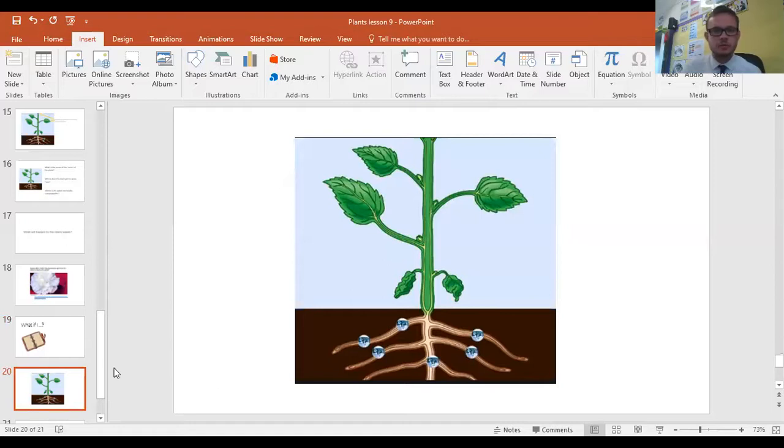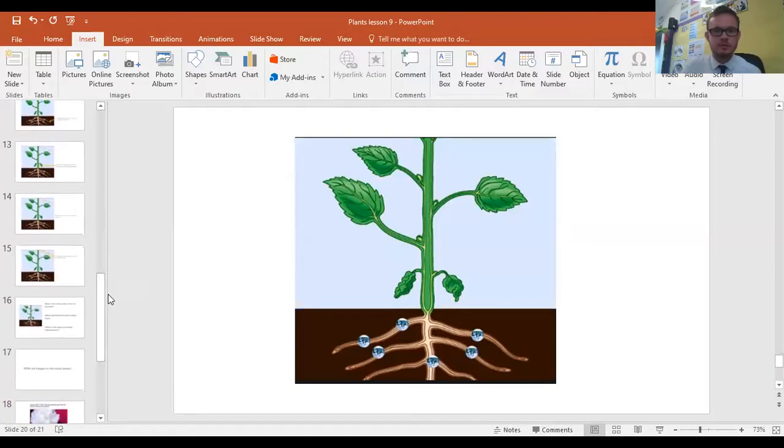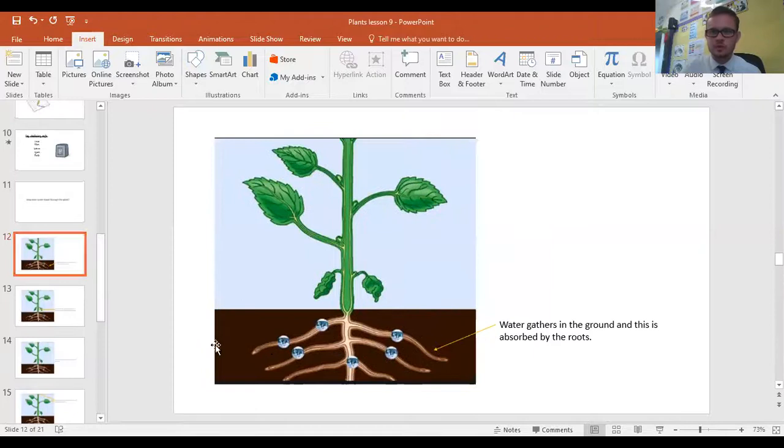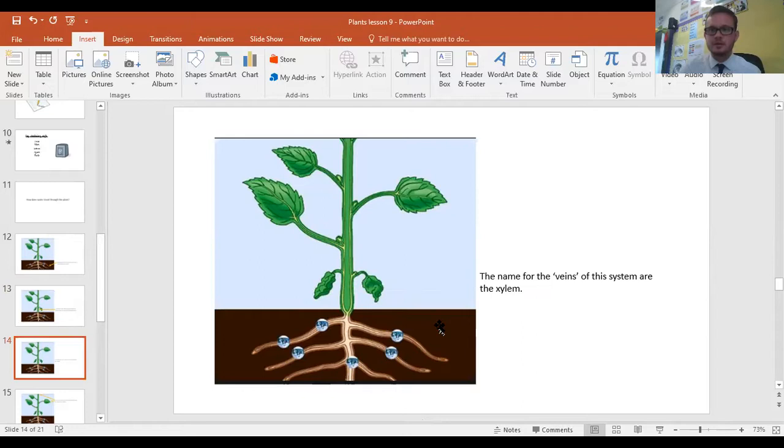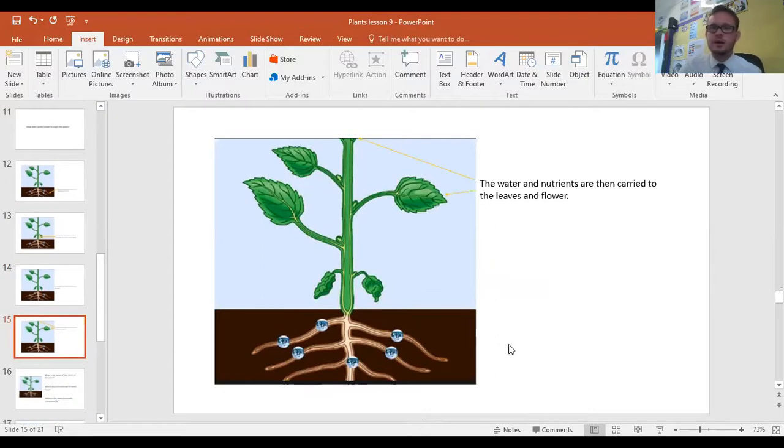Okay, so hopefully you managed to remember this is how the water travels through the plant. It starts off in the ground and it is absorbed by the roots. The water then progresses through the plant's vascular system, through the stem, and in that stem and in the system there are the veins of the plant called the xylems. And then eventually the water and the nutrients are carried to the leaves and the flowers, which is why the color of your leaves or flowers in your investigation should start changing color with that food dye.